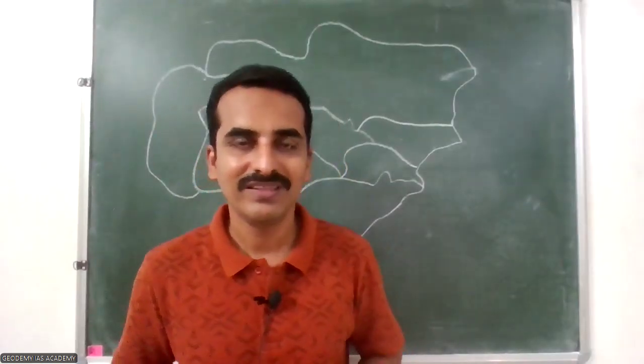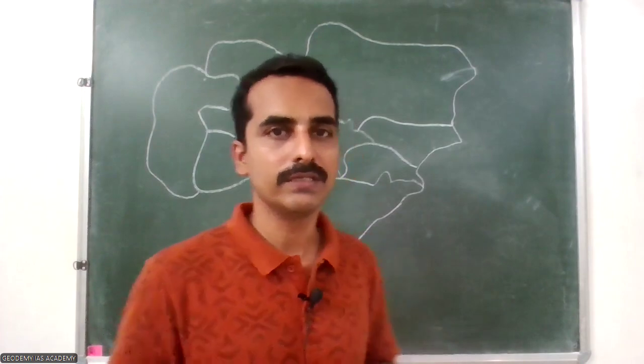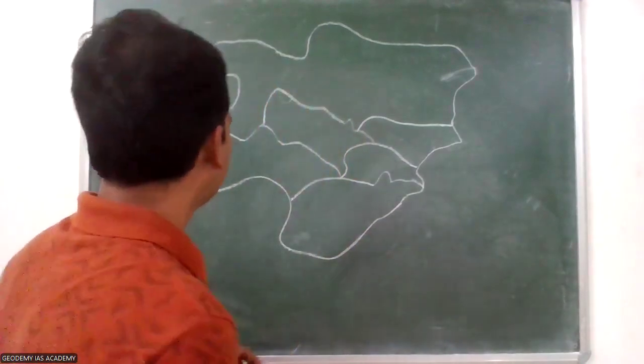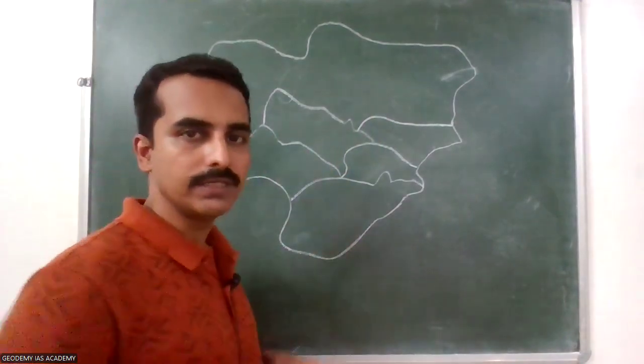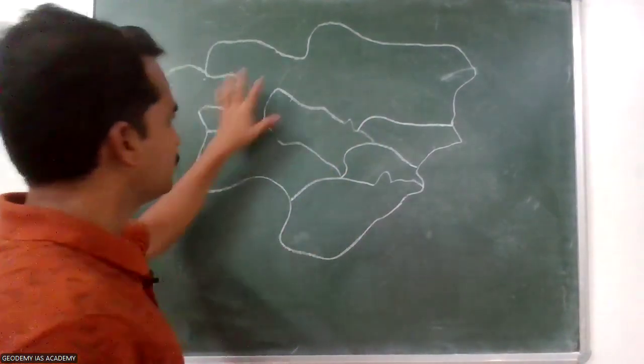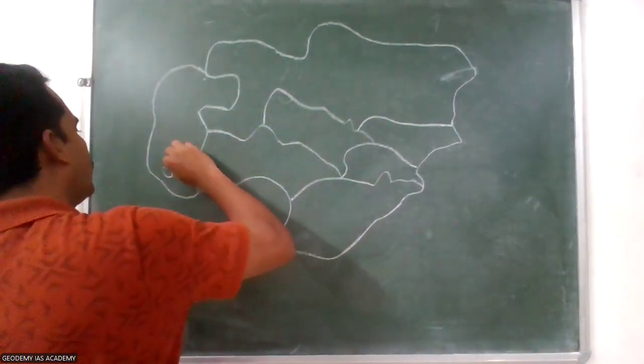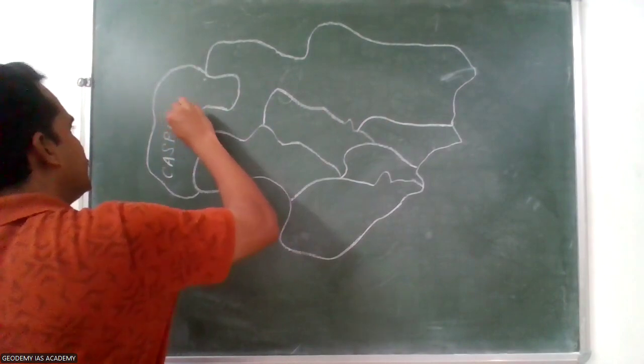Hello everyone. Today in the map reading class, we are going to discuss the physical features and political part of Central Asia. As usual, first let us discuss the surrounding regions of Central Asia. It has many small countries in this region, and here it is the water body Caspian Sea.